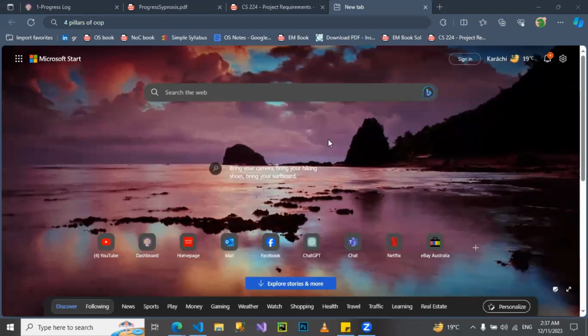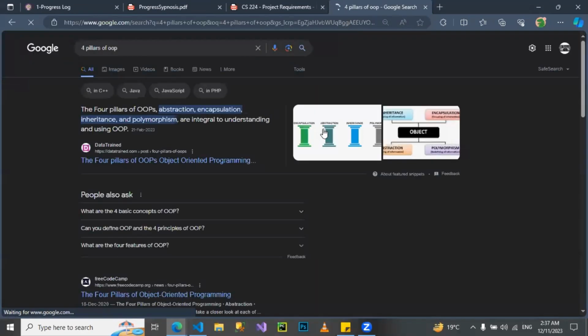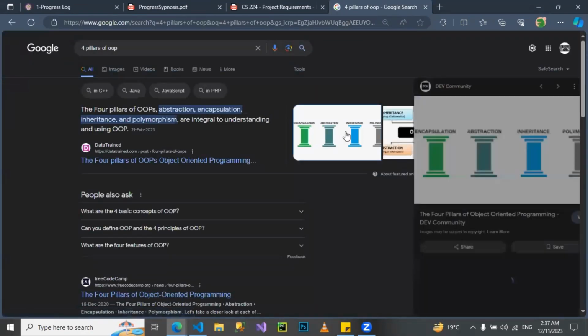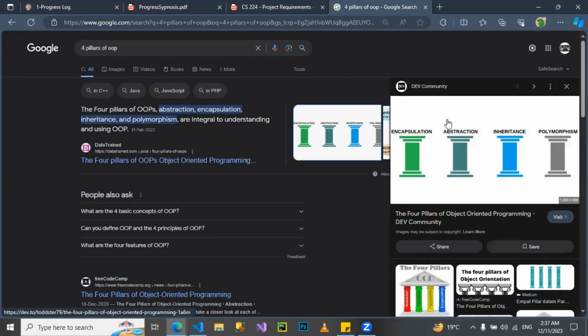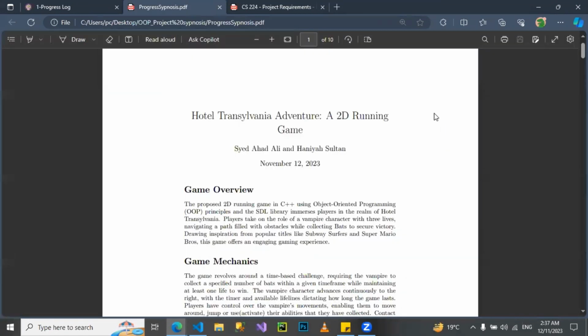So as I was saying, there are four basic concepts of OOP, and they are called encapsulation, abstraction, inheritance, and polymorphism. I'm not going to be talking about these as they are fairly deep concepts, and I haven't decided which part of the code that I will write for this game will have which pillar. I haven't decided that so far.